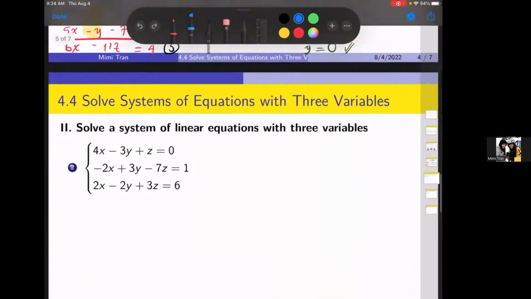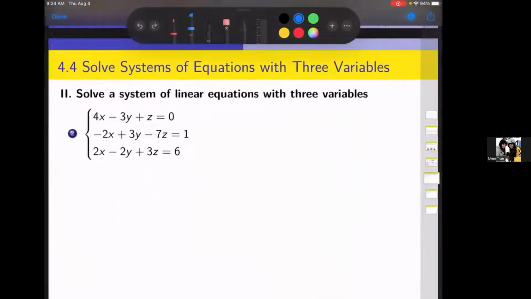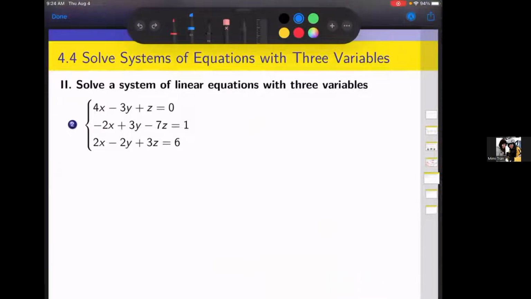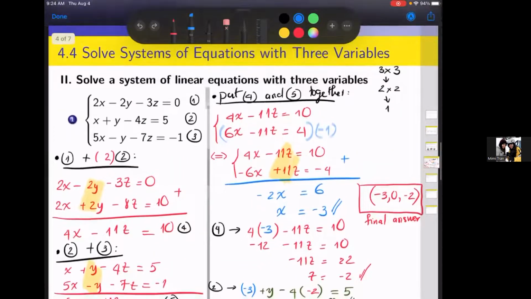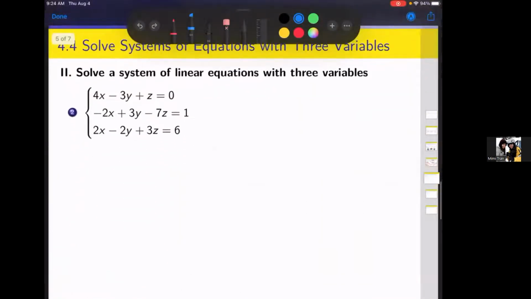Why don't you guys try this one? The answer should be a little bit weird, but that's okay. Oh, by the way, how many solutions does the first one have? The 3 planes, remember each equation represents a plane. It's not a line, a plane. So what does that mean? The 3 planes meet each other at one point, right? Right. So that one.